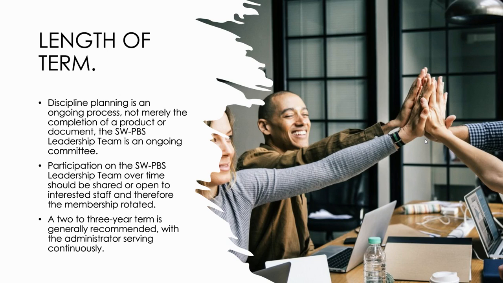So when we talk about the length of those team members' terms, discipline planning and planning for school-wide PBIS is an ongoing process. It's not that we put an implementation action plan in place and then we're done and wipe our hands of it. This is an ongoing process, so the leadership team is going to be an ongoing committee. They're going to be consistently working, their duties are going to be consistent, and they just don't stop.